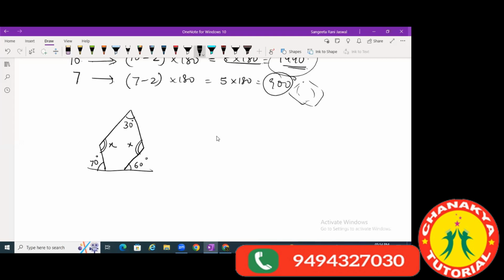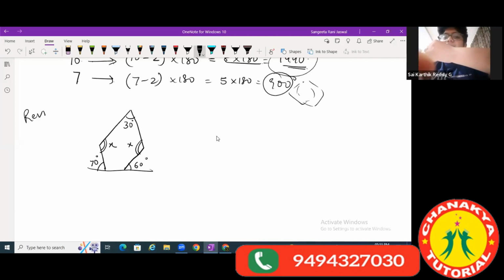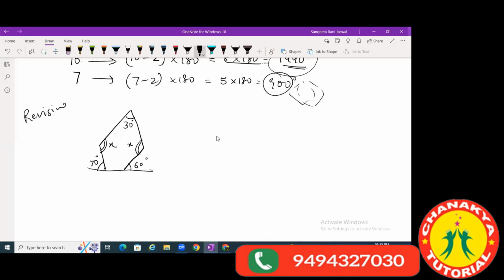Ma'am, we have already done this question. Ma'am, both are 15 degrees. We are revising the chapter. See here, look here, when you have this angle as 70, your interior angle will be what?